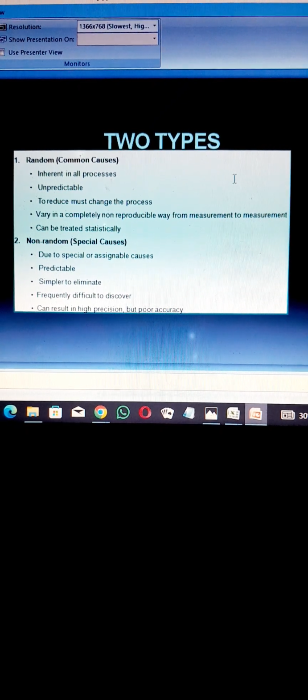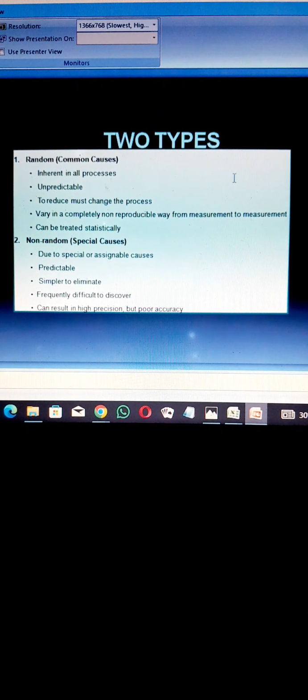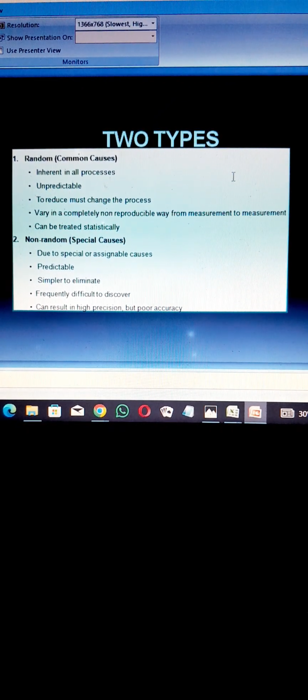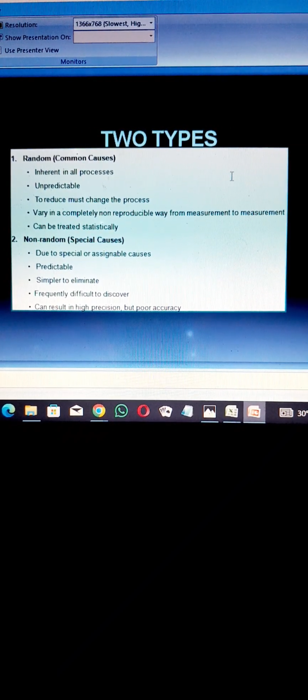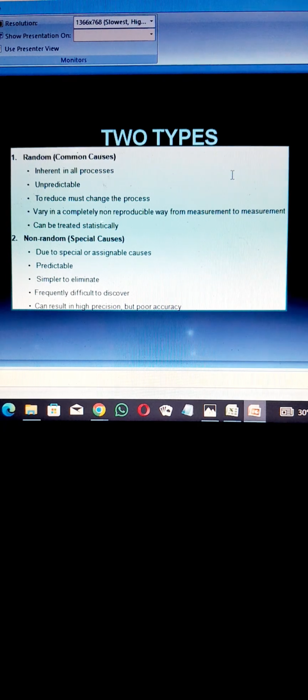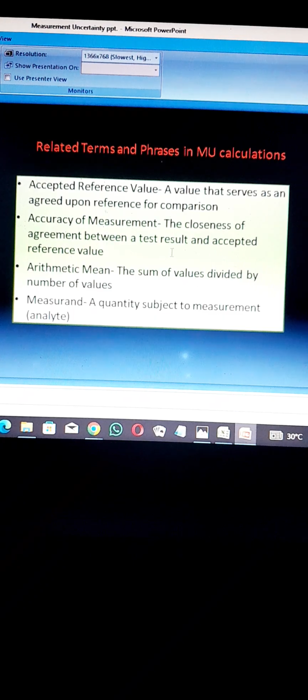And non-random error is due to special or assignable causes. It is predictable. It is simpler to eliminate. It is frequently difficult to discover and can result in high precision but poor accuracy.